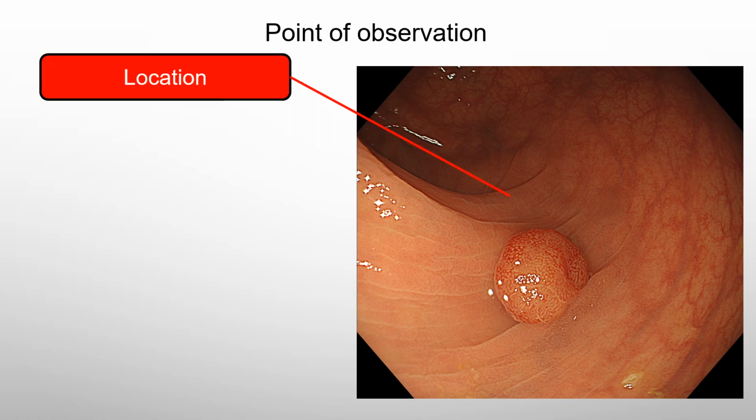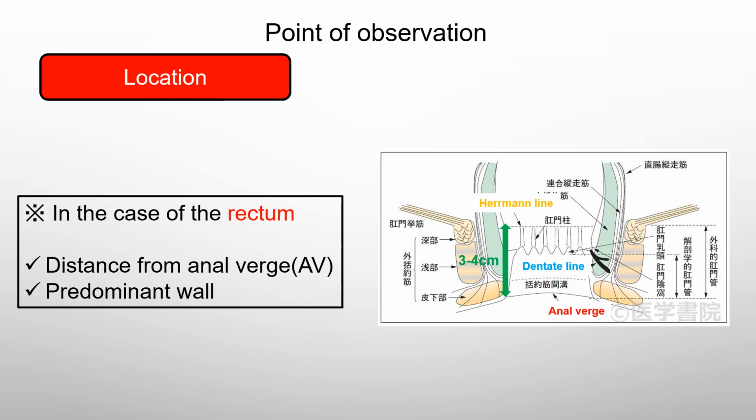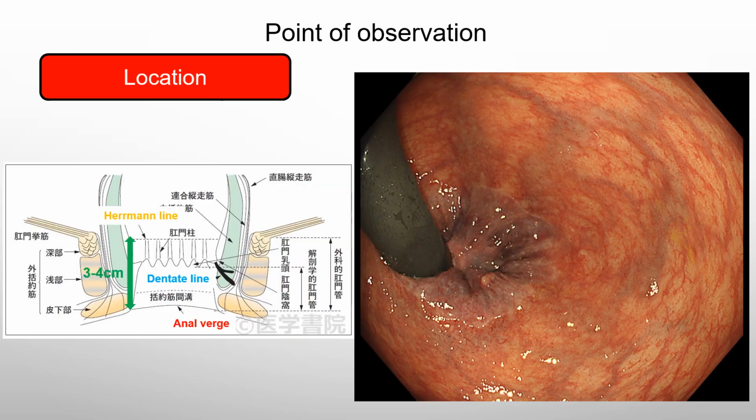First, location. In the case of the rectum, distance from anal bulge and predominant wall are important. Anal bulge to Hermann line is 3 to 4 cm apart. Anal bulge cannot be confirmed by inverted observation of the rectum.